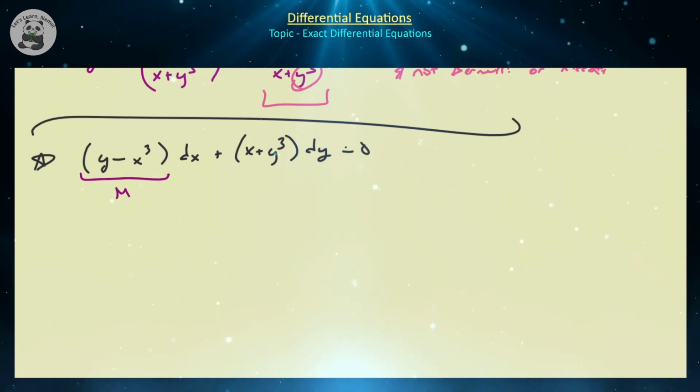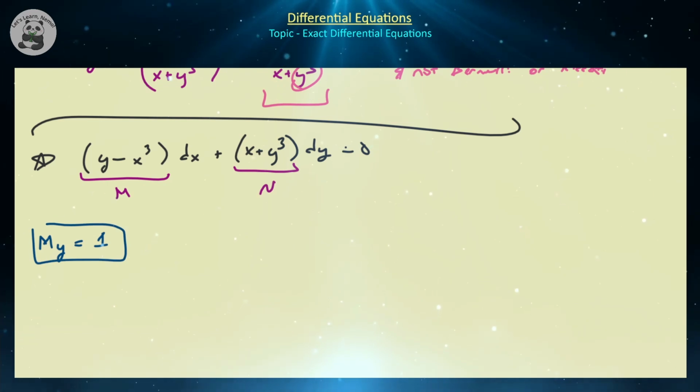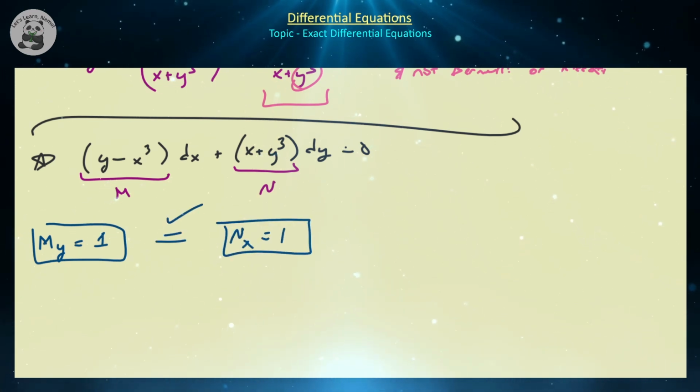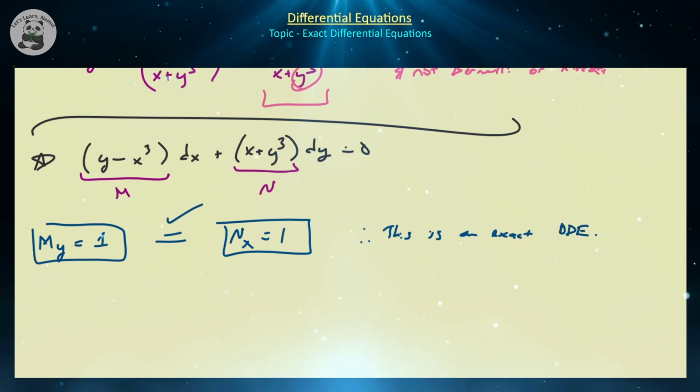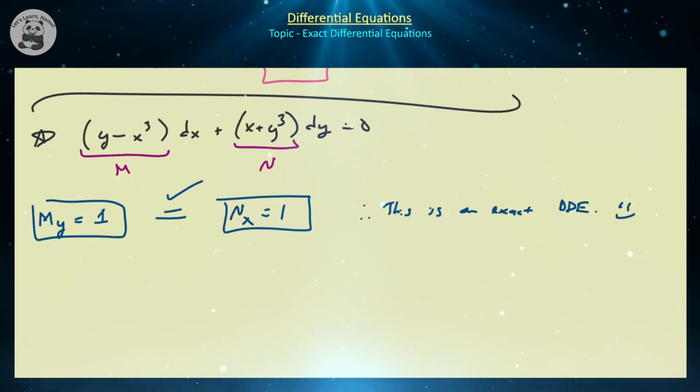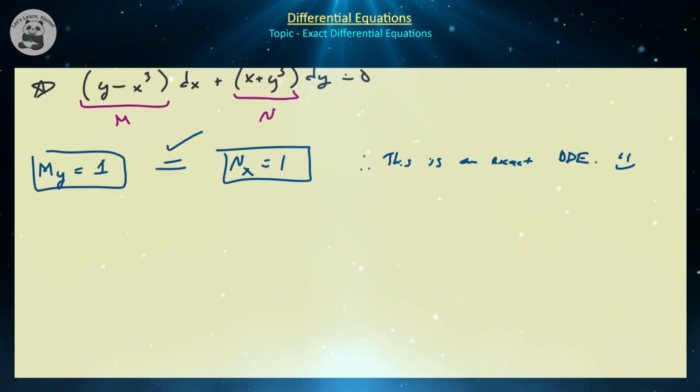So this is our M, this is our N. The partial derivative of M with respect to y is going to be equal to 1, quite easy. The partial derivative of N with respect to x is equal to 1. They're equal. Therefore, this is an exact differential equation.